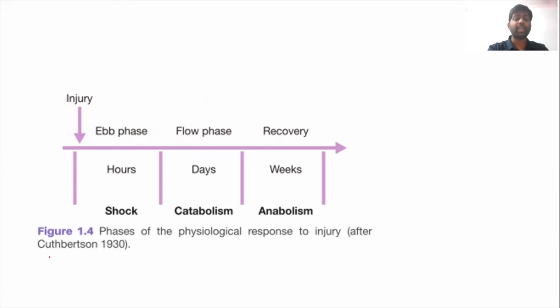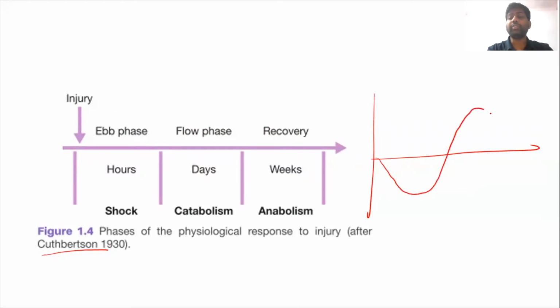It has been given by David Cuthbertson, and it's very important to remember that the ebb phase is a phase where there is decrease in the metabolism, and this is followed by the flow phase where there is increase in the metabolism, that is catabolic responses go on. So what happens in the ebb phase? In the ebb phase there is decrease in the metabolism. The body tries to save the energy for the further recovery phase later on.